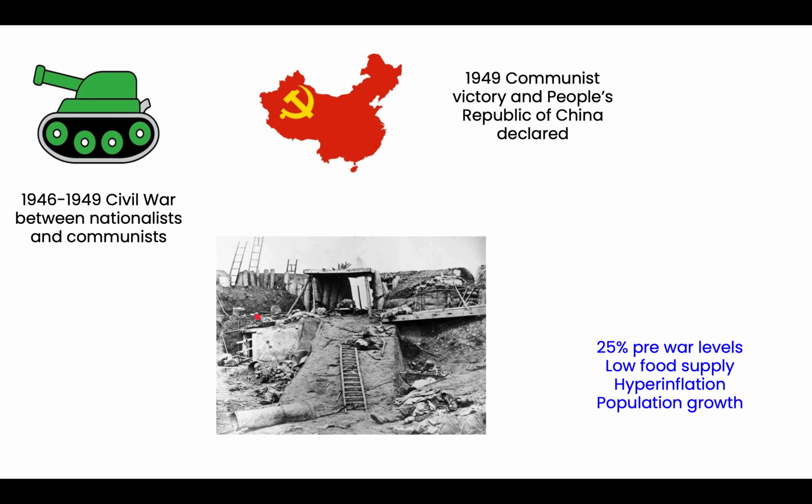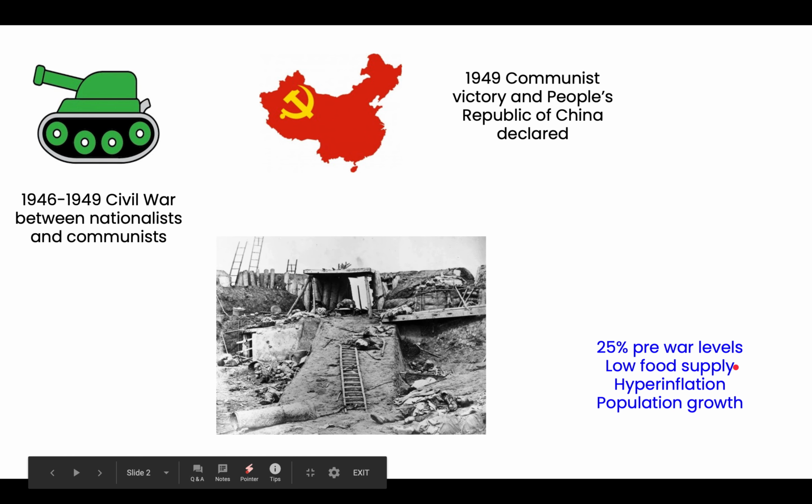So firstly, if we think about the manpower loss that a war will have on a country, thousands of people died during the Civil War in China. They lost a huge amount of the working population, so the people who would have been focusing on industrial and agricultural growth. And what that meant is that the industry was at 25% of pre-war levels. So it faced a decline of 3/4. Their food supply was incredibly low, and they were at 1,000% in terms of their hyperinflation rate.